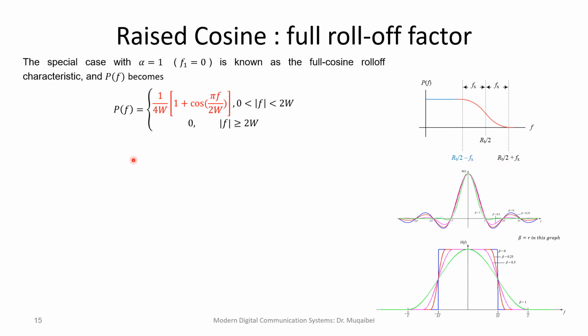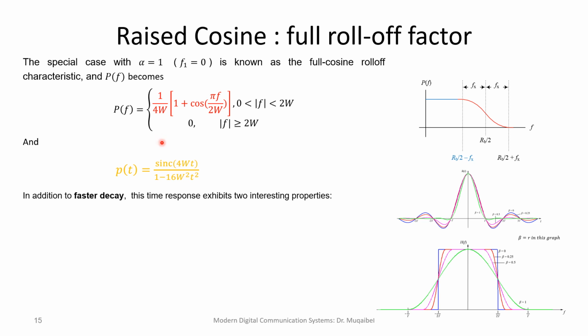And then in that case, we can simplify the expression because there is no constant now. Everything is now just a transition. In the time domain, we can simplify the expression by taking the inverse Fourier transform. And this is exactly the full rolloff factor raised cosine in time domain.